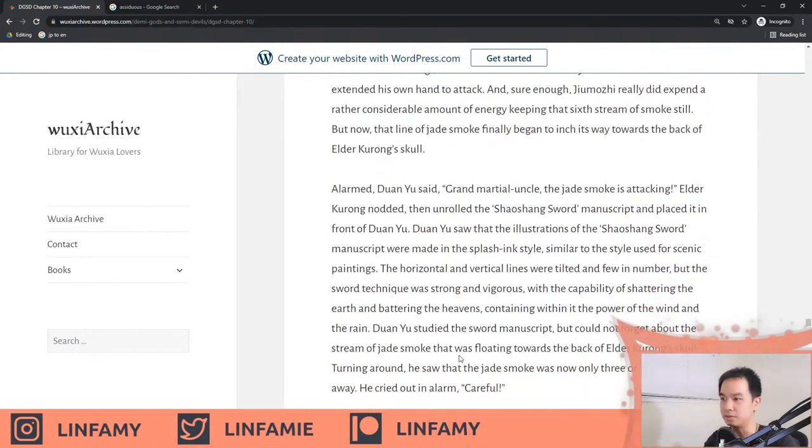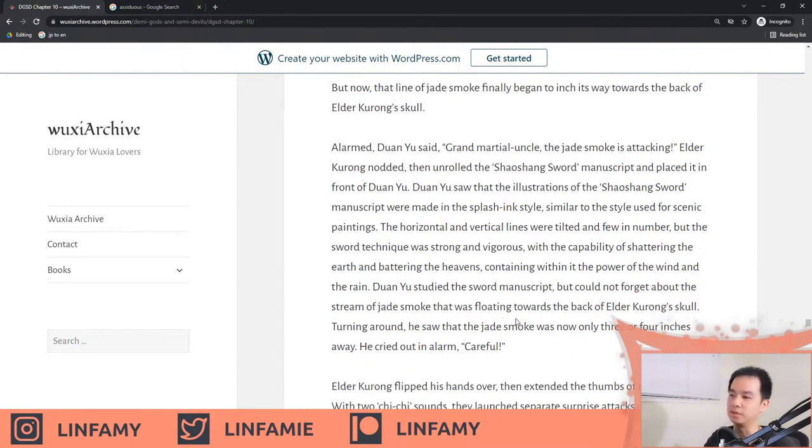Alarmed, Duan Yu said, "Grand Marshal Uncle, the jade smoke is attacking." Elder Ku Rong nodded, then unrolled the Shaoshang sword manuscript and placed it in front of Duan Yu. Duan Yu saw that the illustrations of the Shaoshang sword manuscript were made in the splash ink style, similar to the style used for scenic paintings. The horizontal and vertical lines were tilted and few in number, but the sword technique was strong and vigorous, with the capability of shattering the earth and battering the heavens, containing within it the power of the wind and the rain. Duan Yu studied the sword manuscript, but could not forget about the stream of jade smoke that was floating towards the back of Elder Ku Rong's skull.